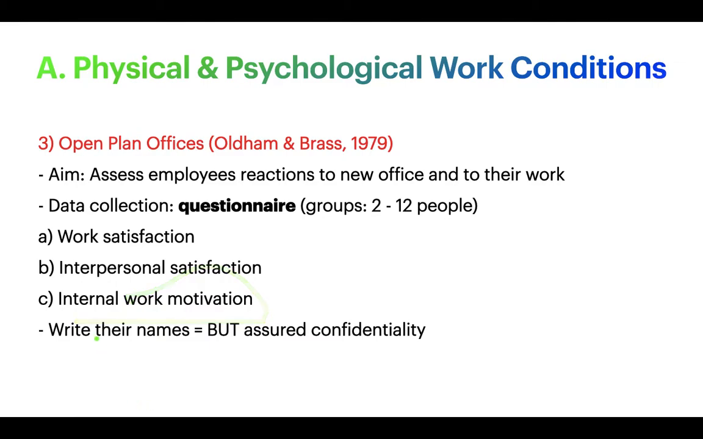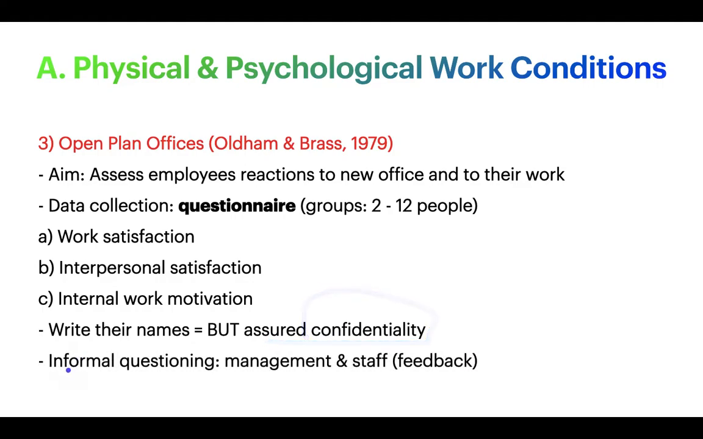They were asked to write their names, but they were given assurance of confidentiality. Now, why do you think this was necessary? They had to write their names because they took 3 data points, right? 1, 2, 3. So you want to make sure that the same person here is the same person here is the same person here. They kind of have to write their names and match them up. But at the same time, the researchers told them that don't worry, your results are confidential. We won't tell your bosses.